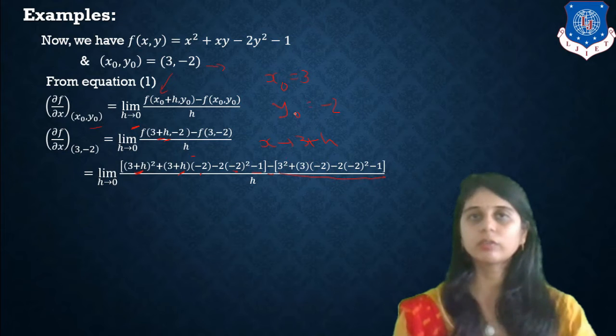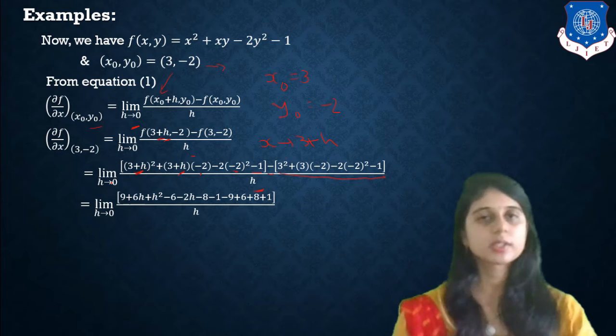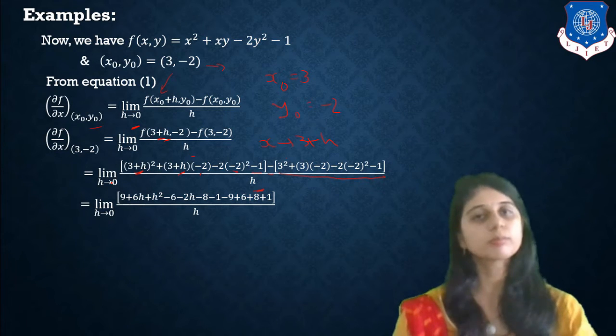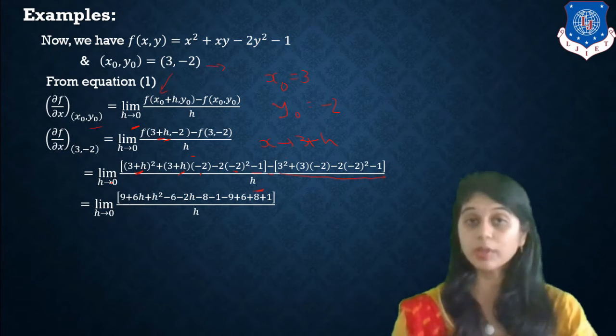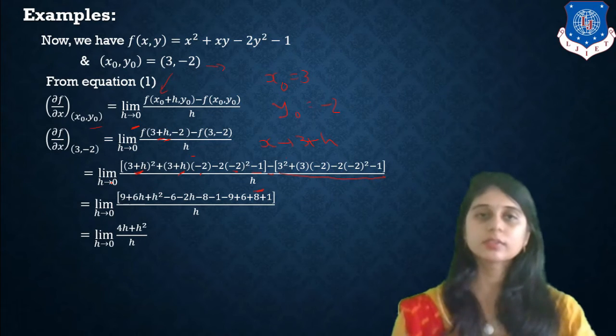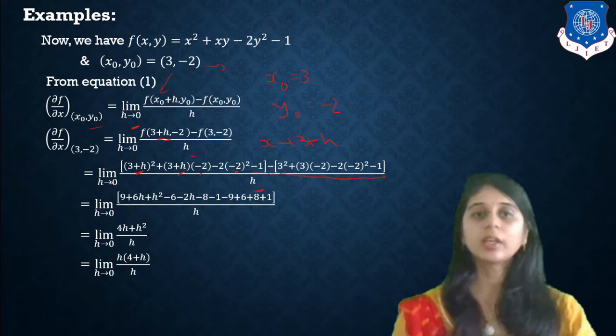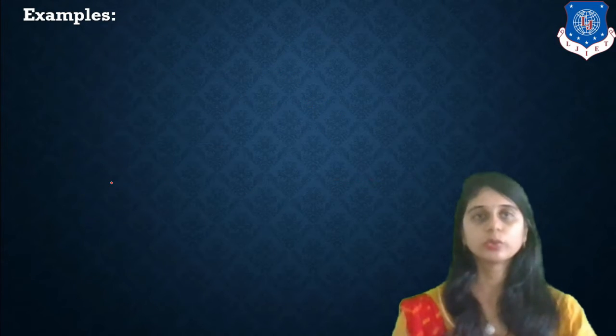x equal to 3 and y equal to minus 2, h as it is. So we are getting 9 plus 6h plus h square minus 6 minus 2h minus 8 minus 1 minus 9 plus 6 plus 8 plus 1, and h. To solve this limit, we get (4h plus h square) by h. Then applying h tends to 0, we get the answer 4.